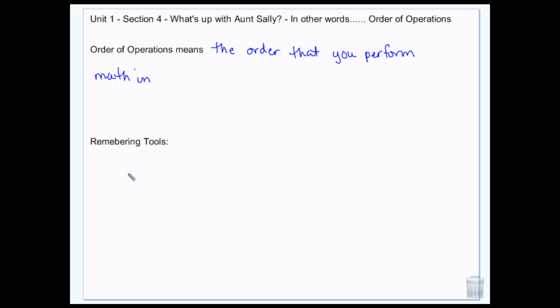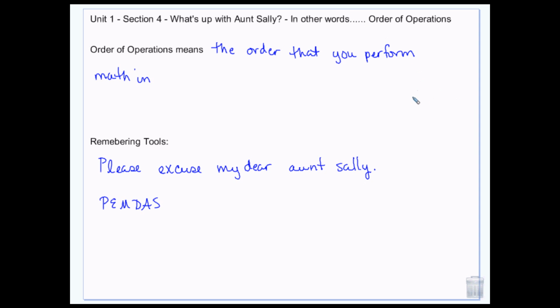Okay. Now, there's two very famous ways to remember the order of operations. The one that we learned when I was a kid was please excuse my dear Aunt Sally. Okay, please excuse my dear Aunt Sally. Now people use PEMDAS. They both mean the same thing. So you see PEMDAS. And this is the order of operations.